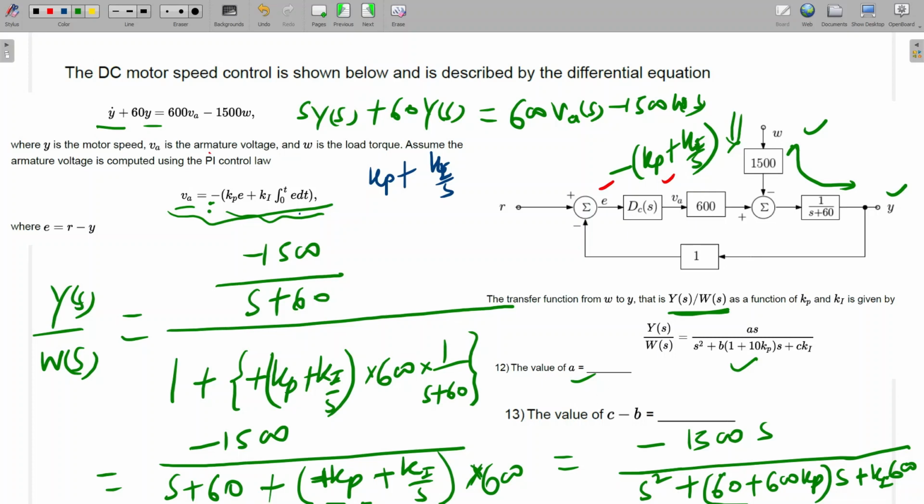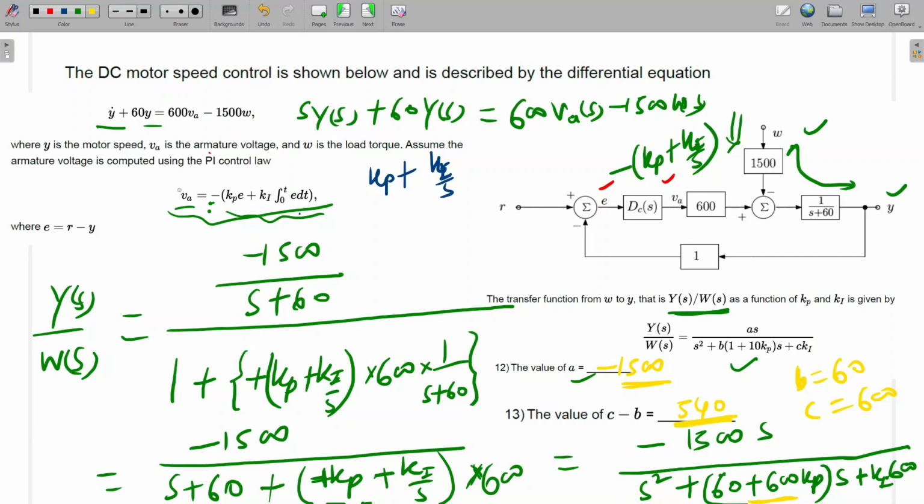So the A value we already get. What is the A value? A is equal to minus 1500, correct? Yes, sir. If I take 60 common here, what will be the other term? 1 plus 10 Kp. So B is equal to 60. And what is the C value? C is equal to 600. So C minus B is how much? 540. Right? Yes, sir. Clear, sir? Okay.